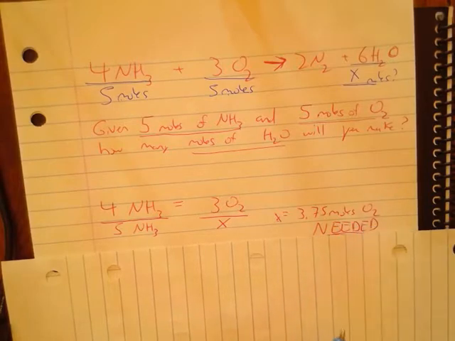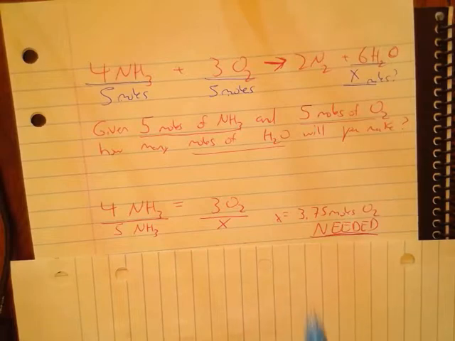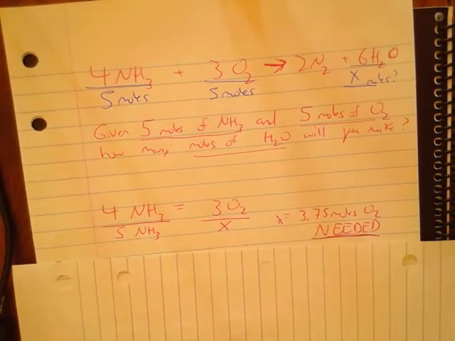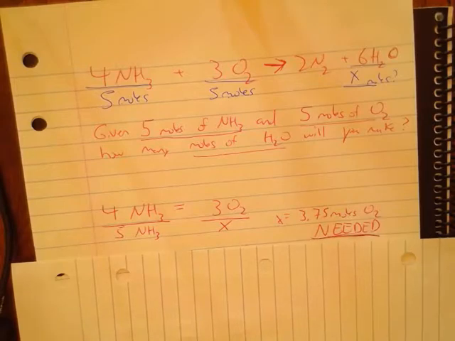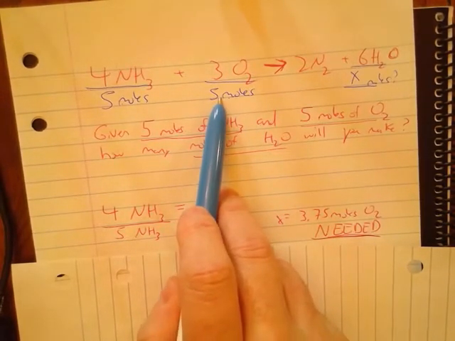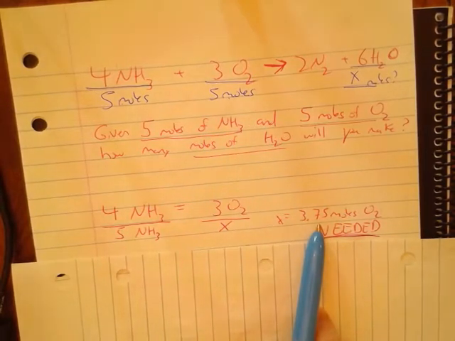And notice I wrote the word needed. That's what I need if I intend to use up all my moles of ammonia. So now let's just look practically at what I have compared to what I need. I have 5 moles of oxygen. That was given, I know that. But I only need 3.75 moles of oxygen.